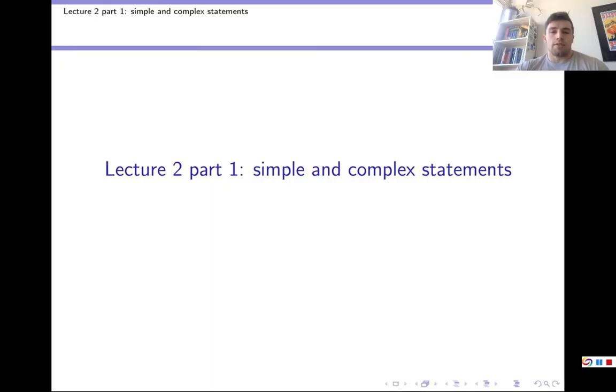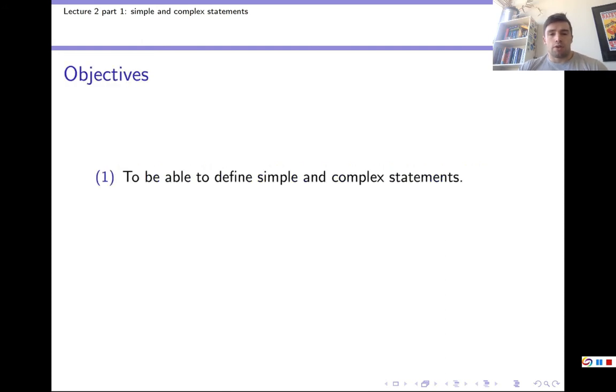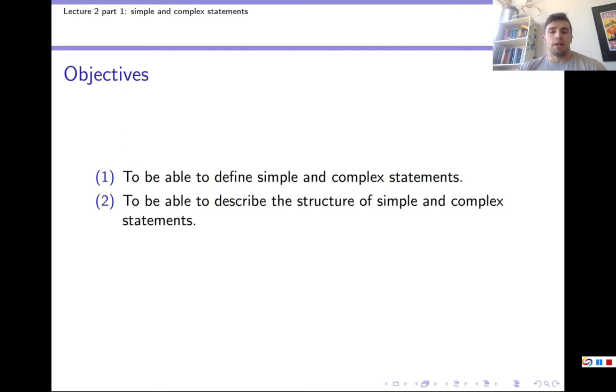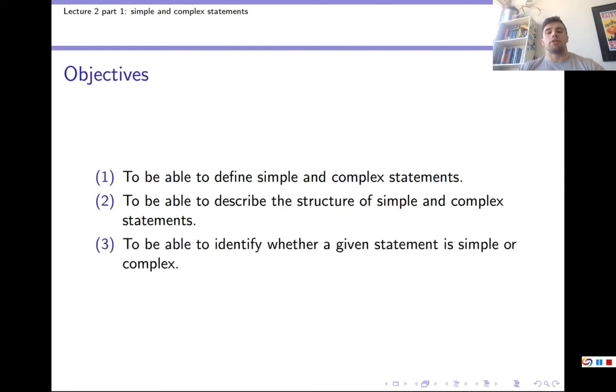So the objectives for this video are the following things. After watching, everyone should be able to: Number 1, define simple and complex statements. Number 2, describe the structure of simple and complex statements. And number 3, identify whether a given statement is simple or complex.